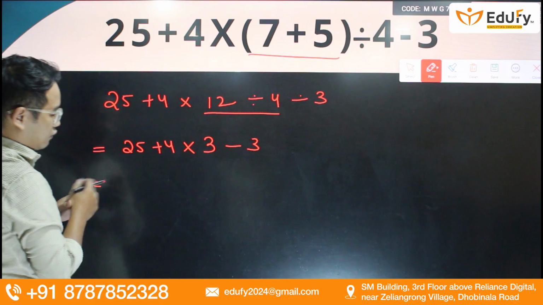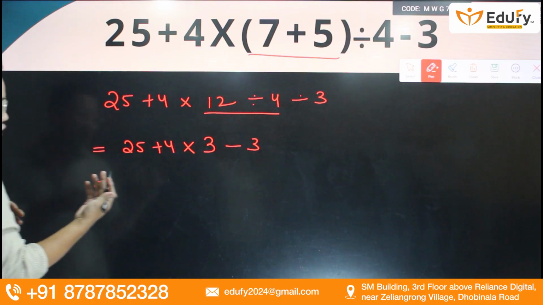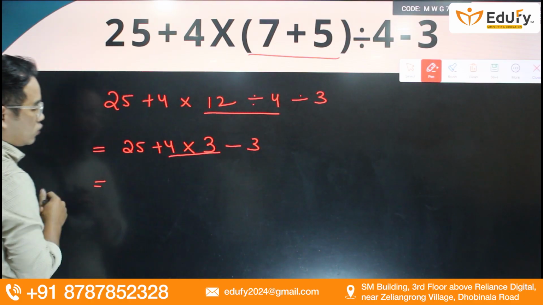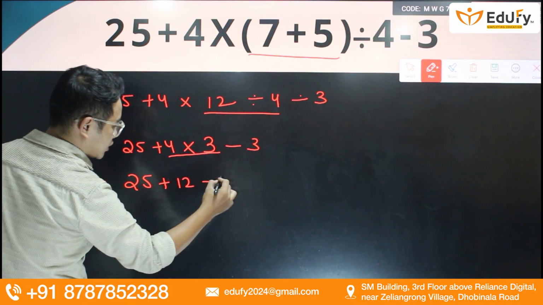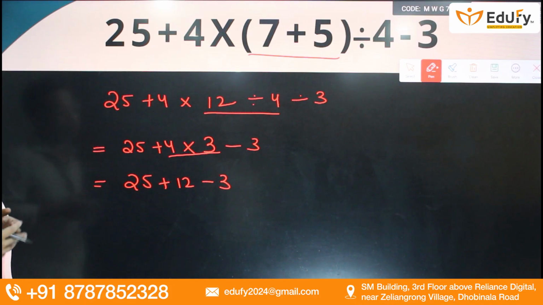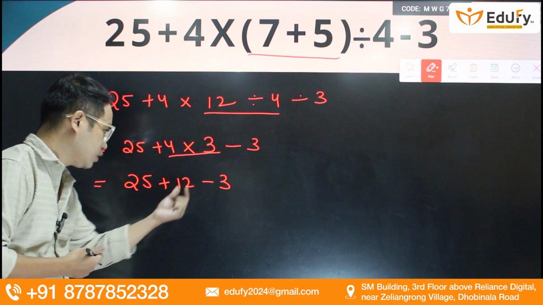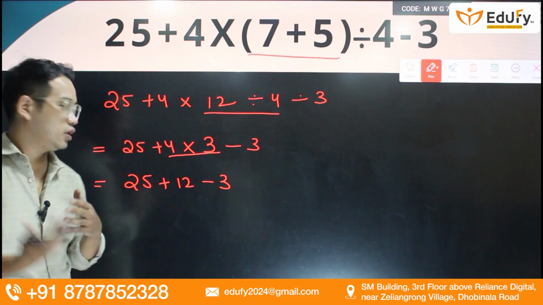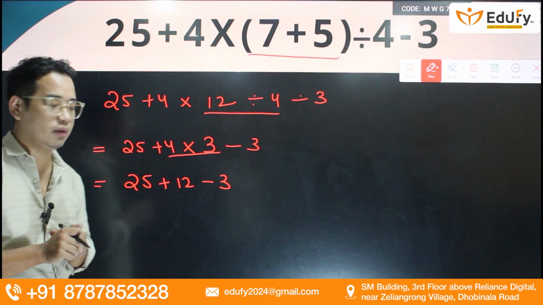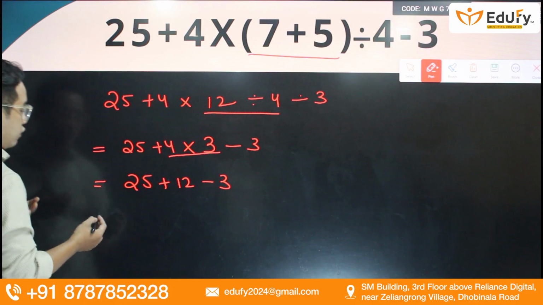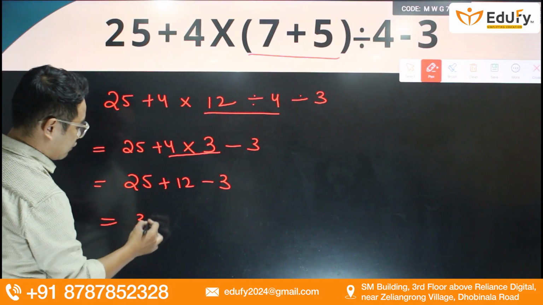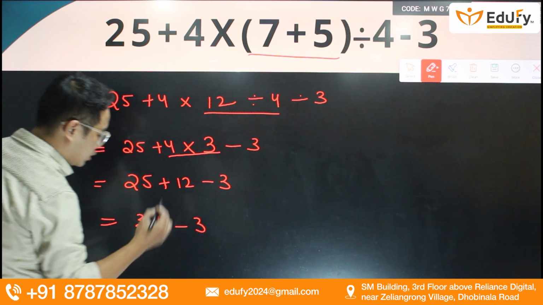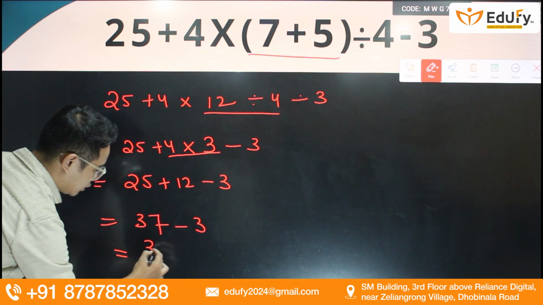Next comes obviously M, which is multiplication. Here we will do this one first: 4 times 3 is 12, so 25 plus 12 minus 3. Like I said, the last two are addition and subtraction, and that order can be done in any way. Your answer will still remain the same. Since we are following the order anyway, we will go with addition first. So here you're getting 37 minus 3, and lastly the answer here is 34.